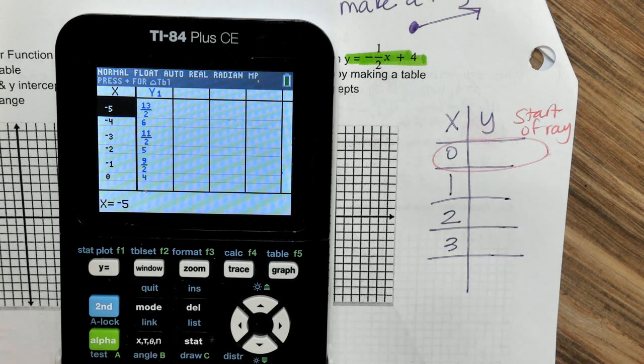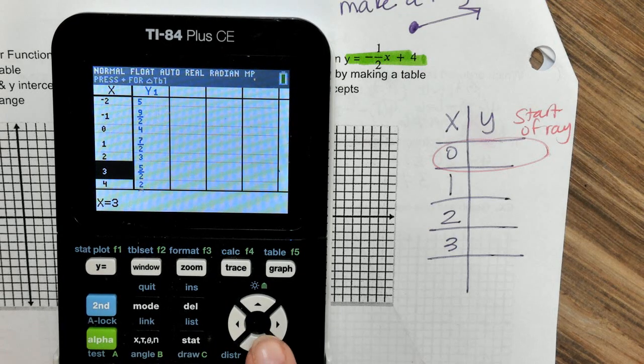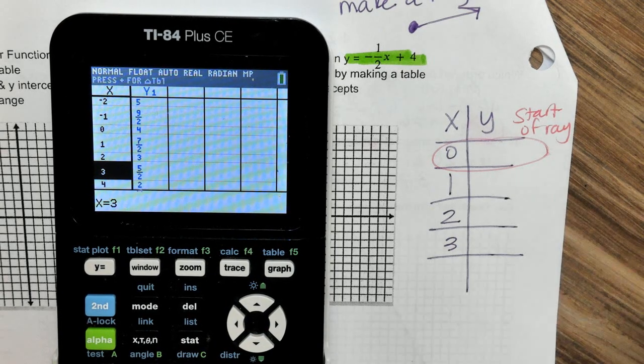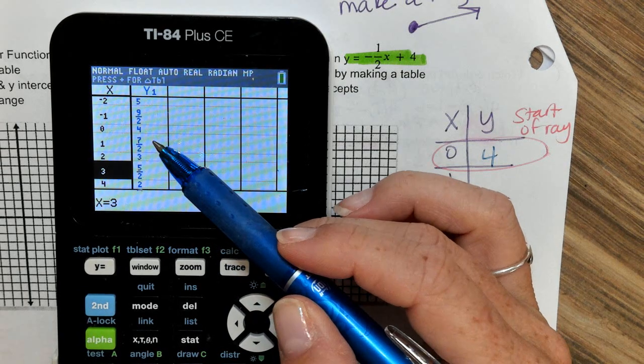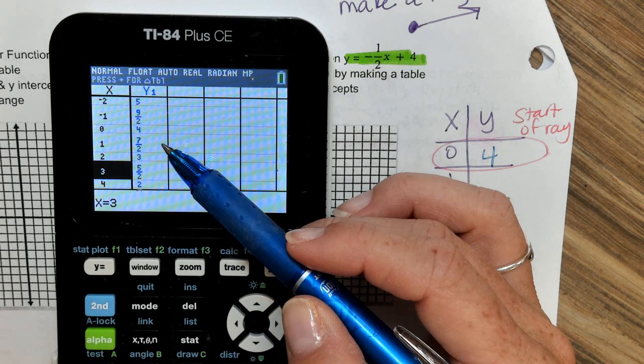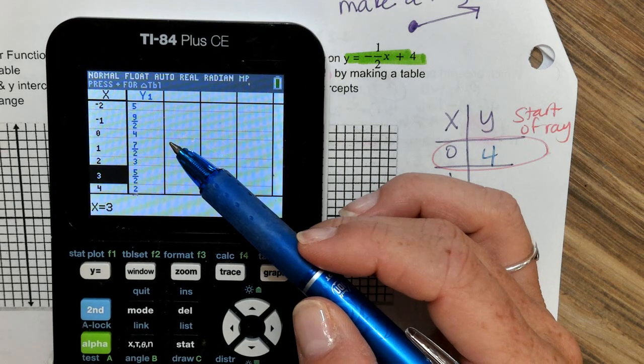When x is 0, y is, anybody? 4. When x is 1, y is a fraction. Do I want to put that on there? Like, I don't. I'm just going to skip it.